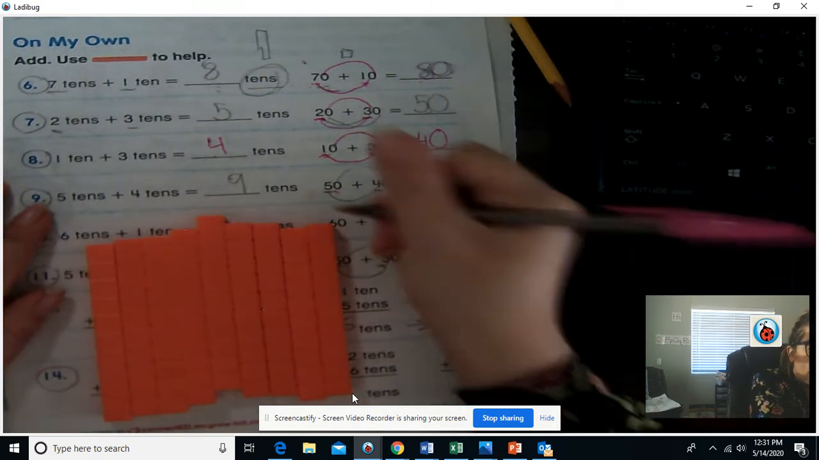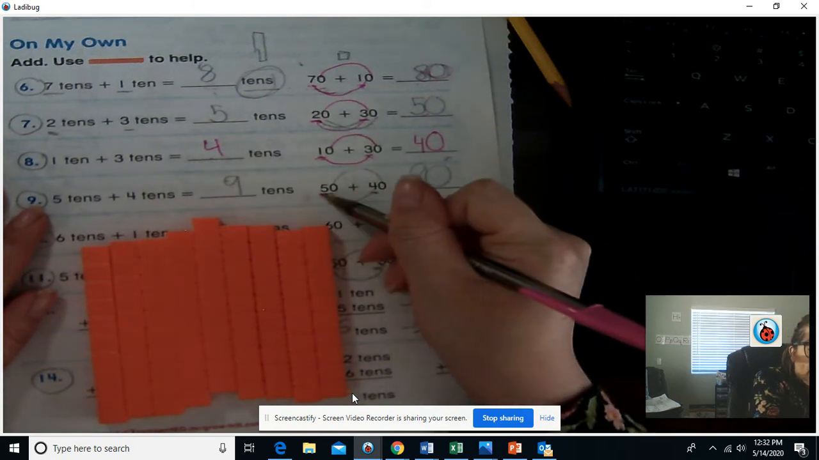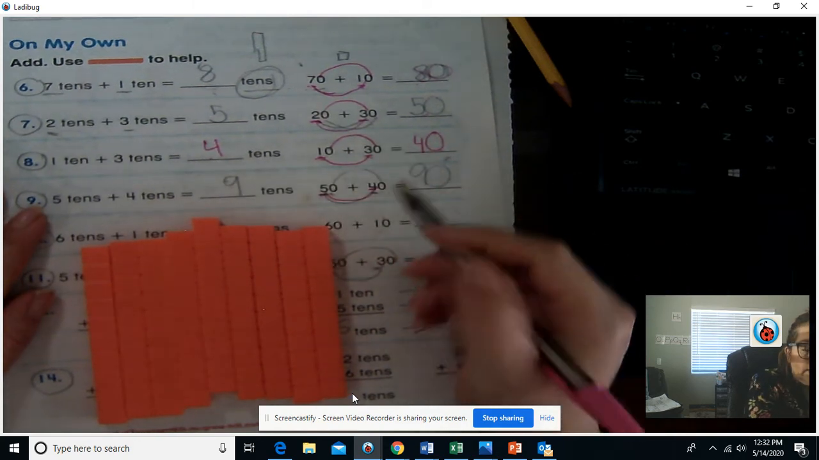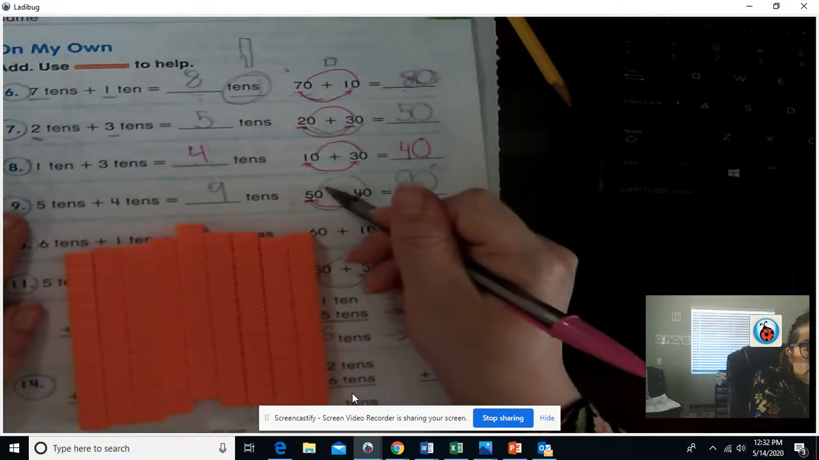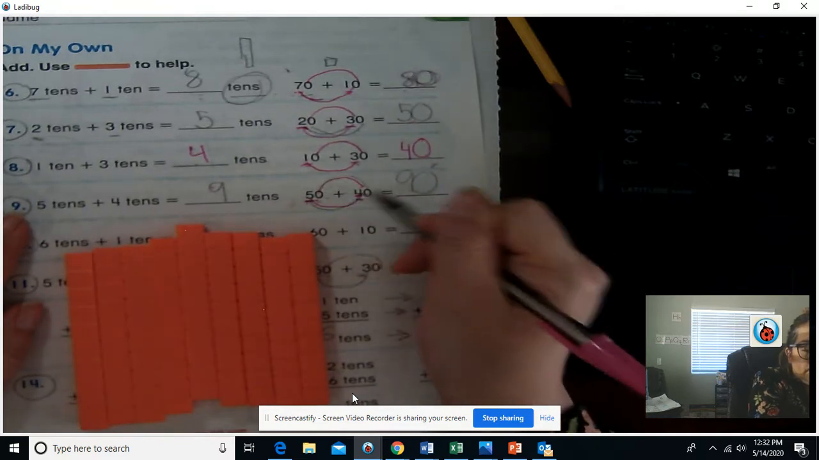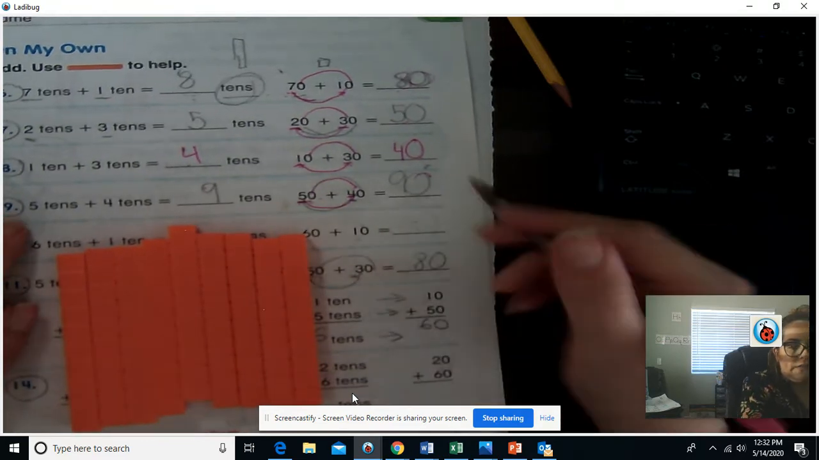So I'm going to add my tens. 5 tens plus 4 tens equals 9 tens. 0 plus 0 equals 0. So my answer is 90.